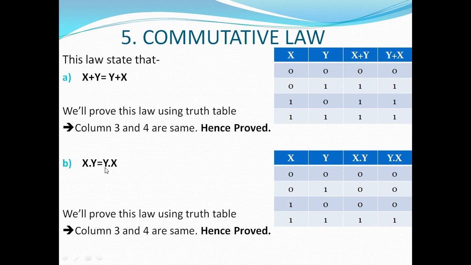Similarly, x dot y is equal to y dot x. We can say that 3 into 2 is equal to 2 into 3 if we talk about maths. So what we are doing, two input truth table will make four possible outcomes, then find out LHS, then find out RHS. Now compare these two columns. Both are similar, both are identical. That means this proves that x dot y is equal to y dot x.